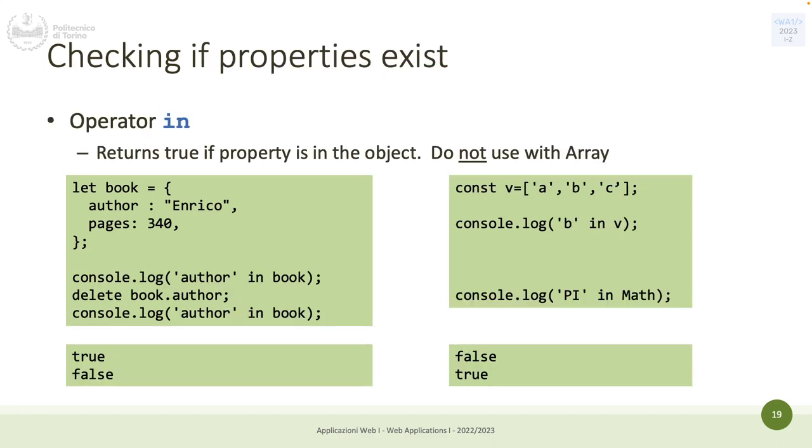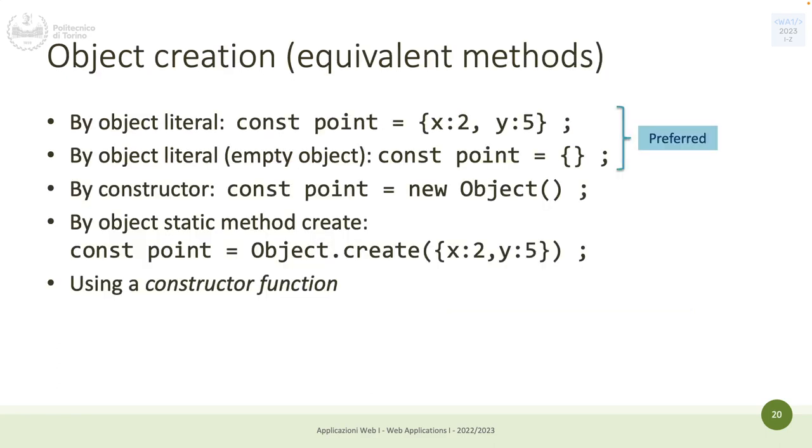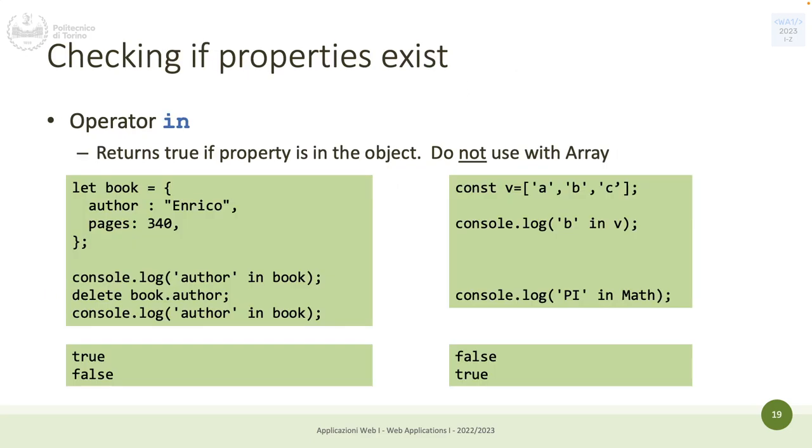Now, check if a property exists with in. Property in object checks if the property is in the object. If it is, it's true, otherwise it's false. Do not use it with arrays because it gives random results. Why random? Because this checks if the property is in the object, but on an array, this is not the property, this is the value. We don't have properties in an array, we just have the values.